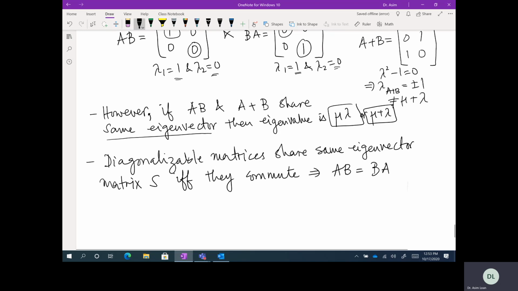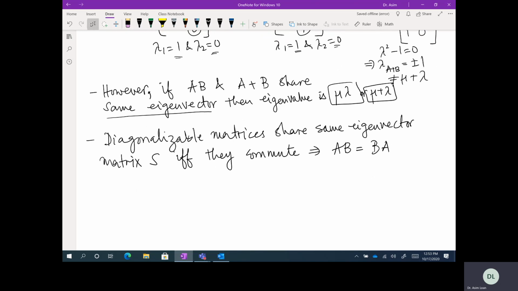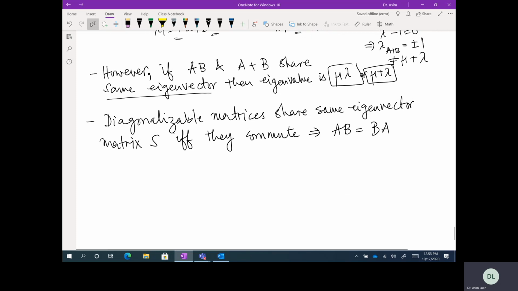This implies AB equals BA. If you recall from our early discussion in this lecture, normal matrices commute, which includes the symmetric, the skew symmetric, the Hermitian symmetric, the Hermitian skew symmetric, the orthogonal and unitary. Since they commute, they share the same eigenvector. So what's the proof here? If the matrices commute, then they share the same eigenvector matrix S.